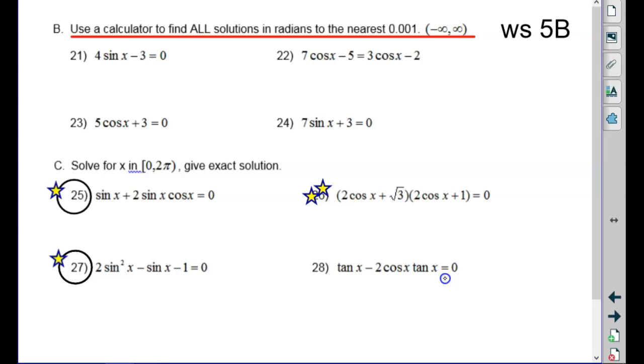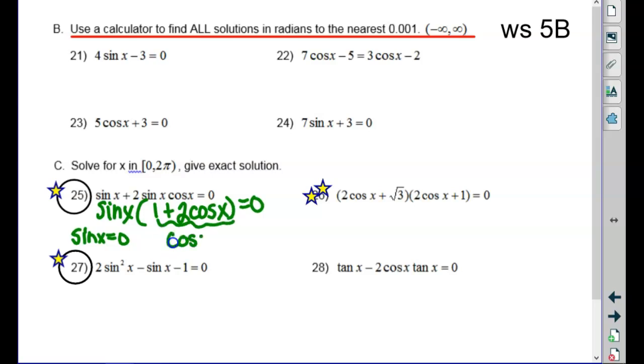25, 26, 27 down at the bottom, guys. These are definitely on the quiz. What can we do on 25? Take out a sine. What will it say after we take out a sine? Okay, so then I will have the sine of x equals 0. If I set this all equal to 0, I'll have the cosine of x equals, I don't have a lot of room, so can you do that? Subtract the 1 over and then divide by 2. Everybody okay? We would be getting negative 1/2.